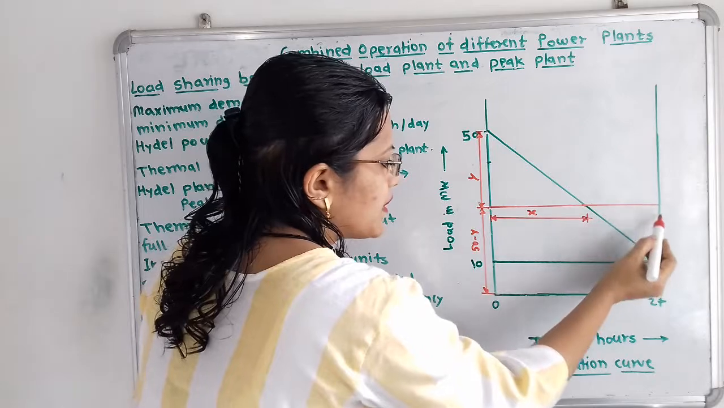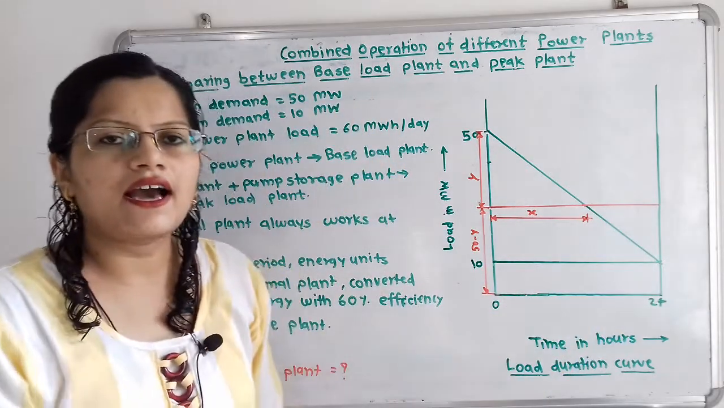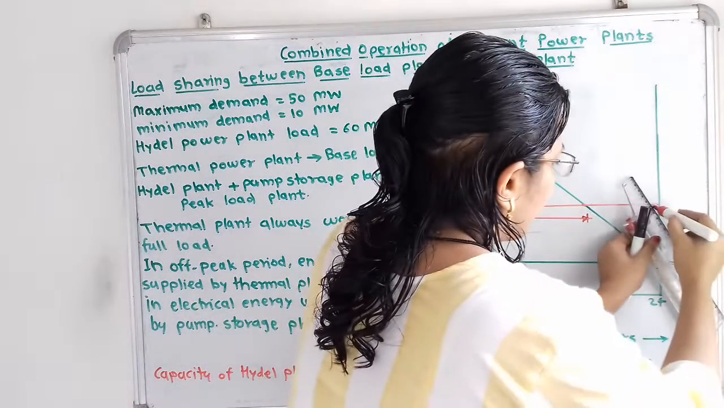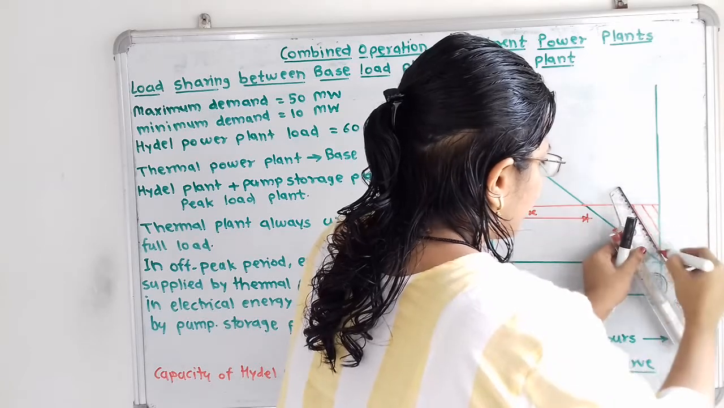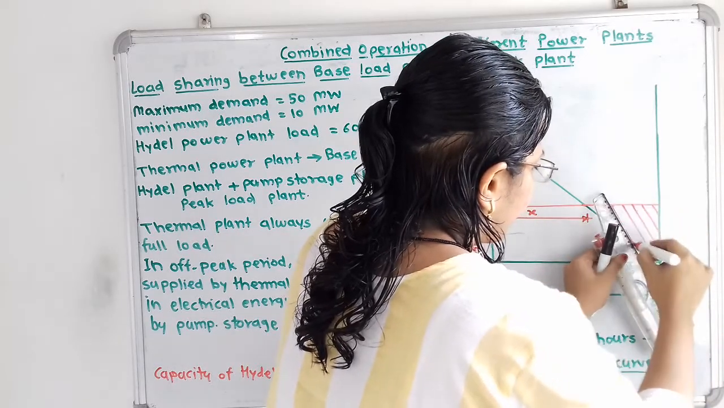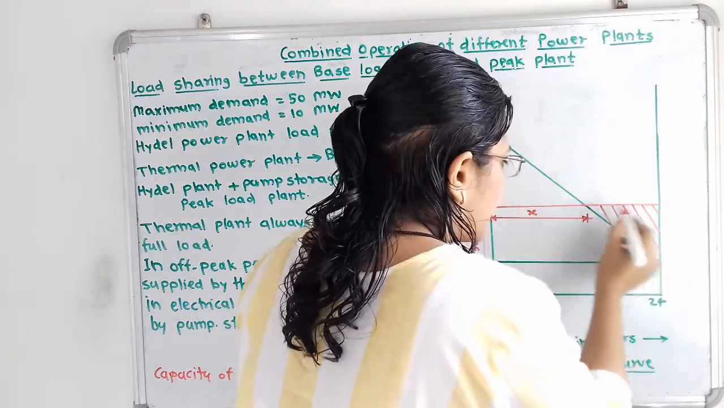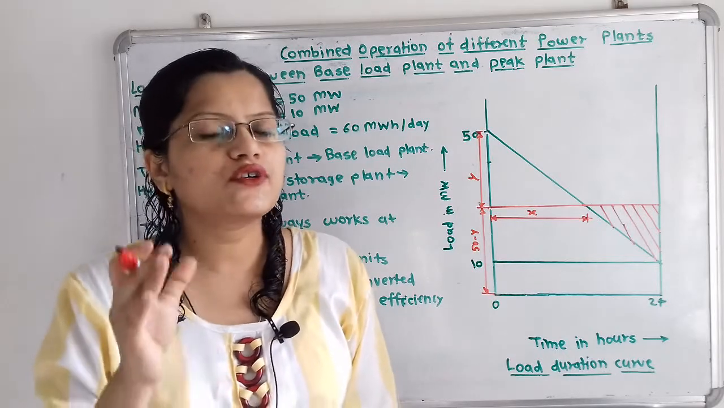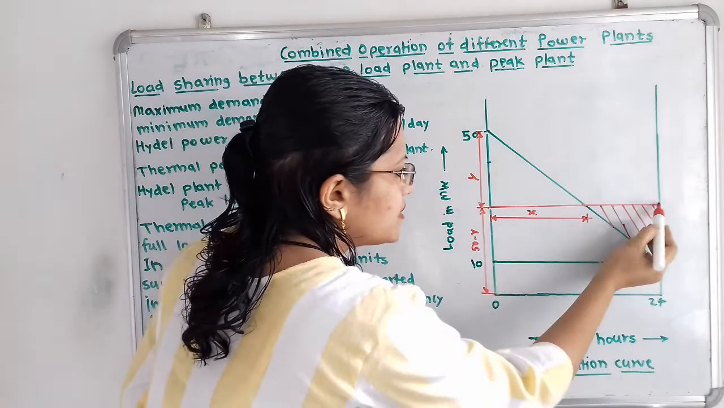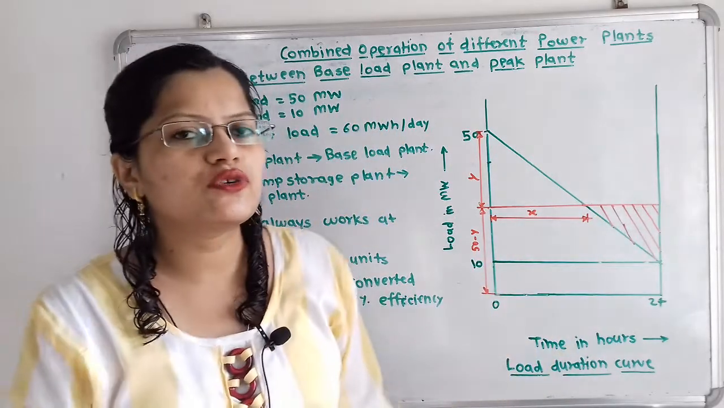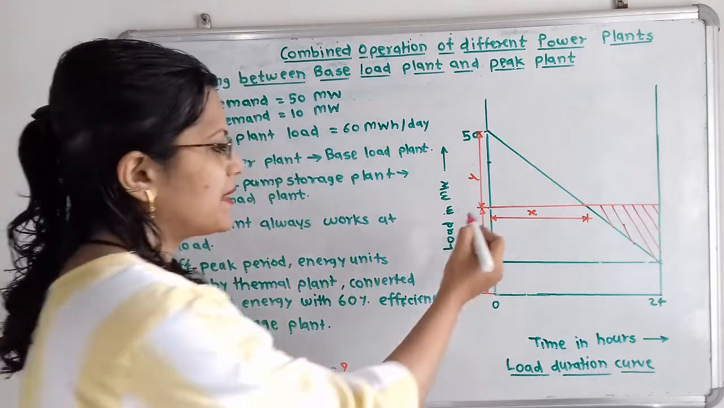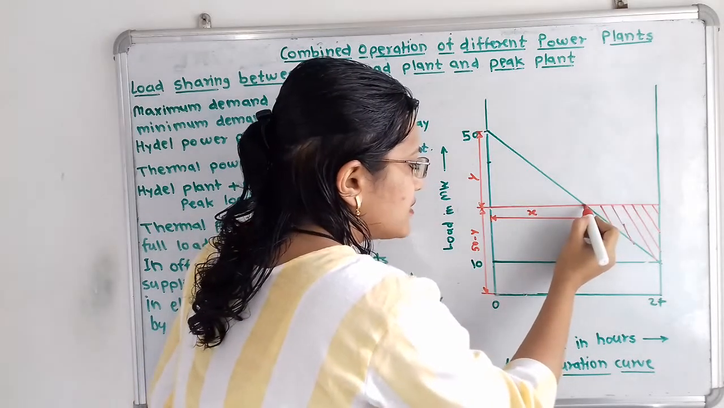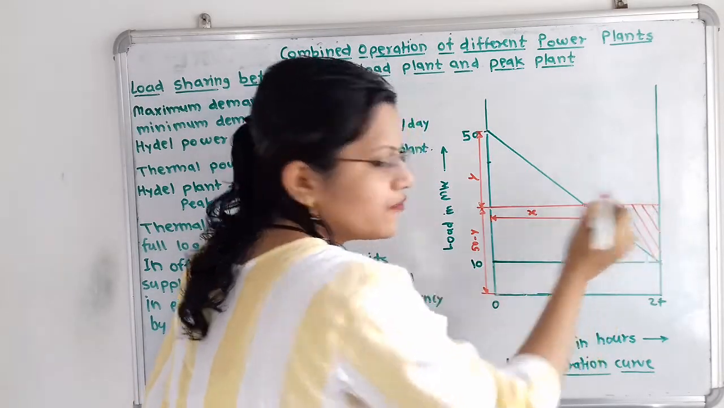So during this period the energy units generated are due to the off-peak period. I will highlight this area. This area is nothing but the energy units generated by the base load plant during the off-peak period, because during this period no energy units are required. But because the base load plant always works at the full load condition, after this x number of hours also the plant is working.